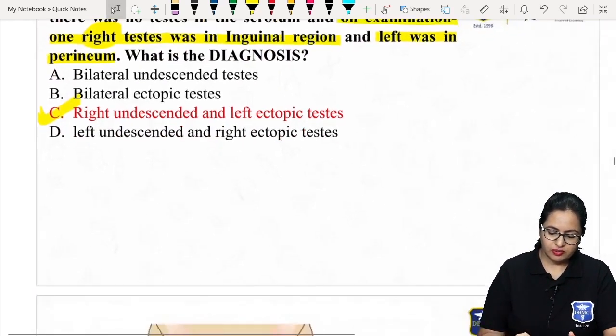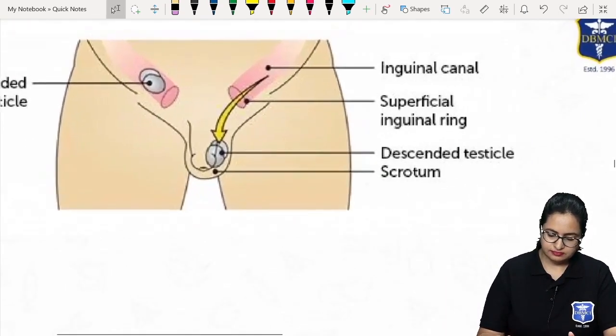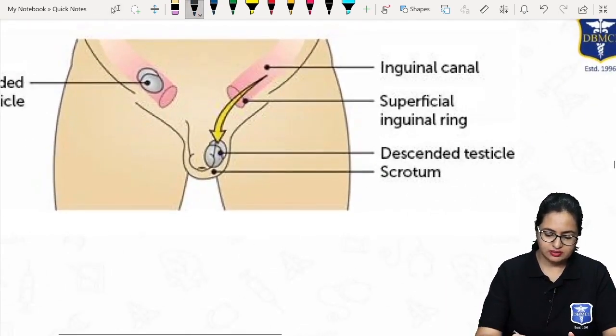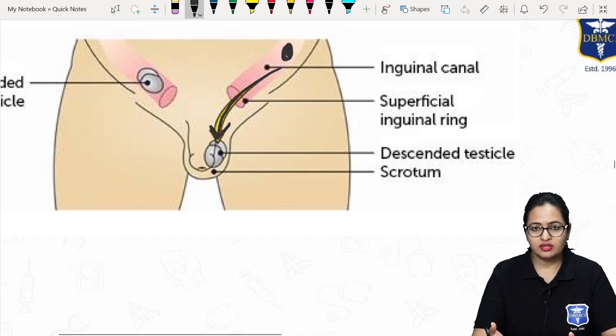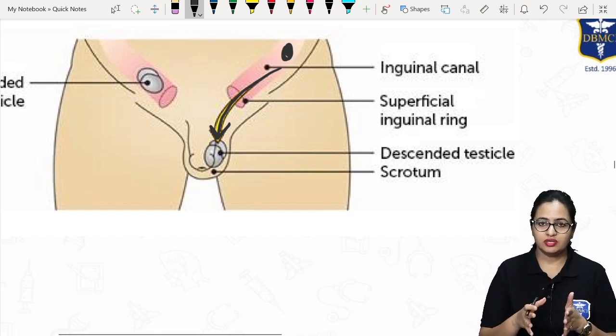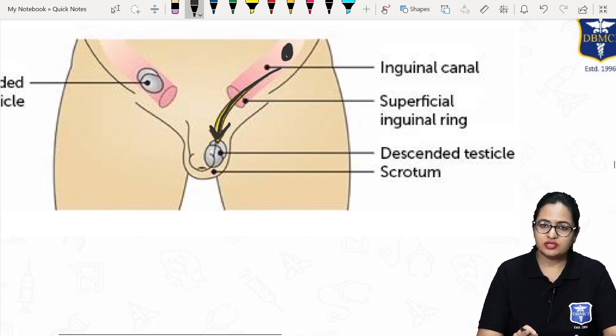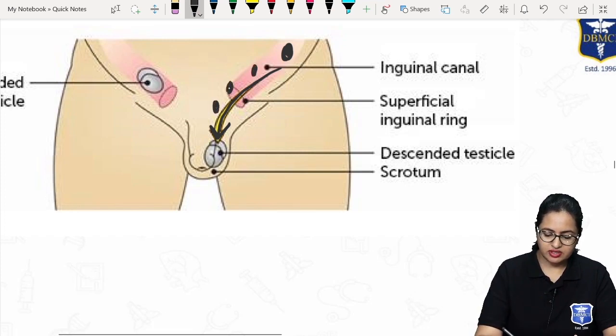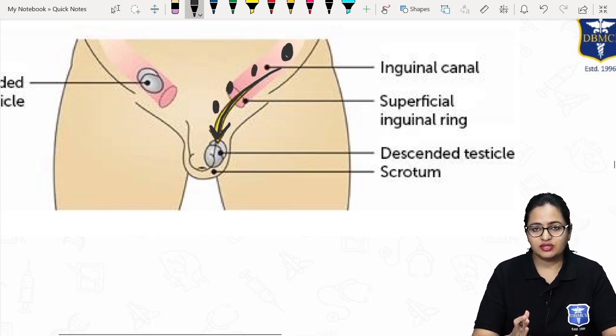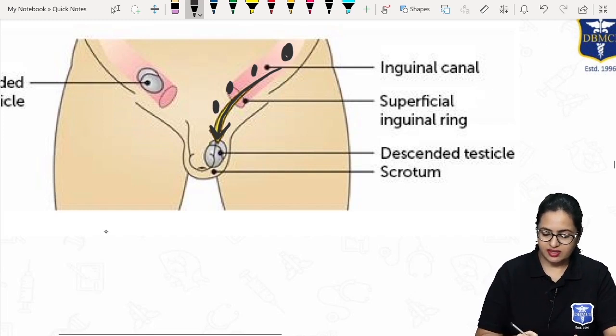So now when we are talking about the testis, this is the normal location of the descent of the testis. The testis initially is present in the abdominal cavity, and later on it descends downward through the inguinal canal and reaches the scrotum. This is the normal descent of the testis, and if the testis is present at any location in between, that means there is arrest in the descent of the testis, known as undescended testis.